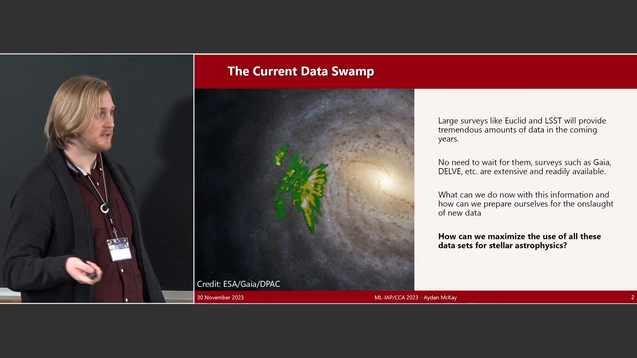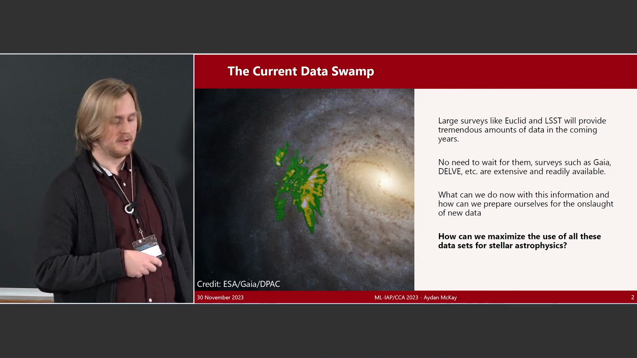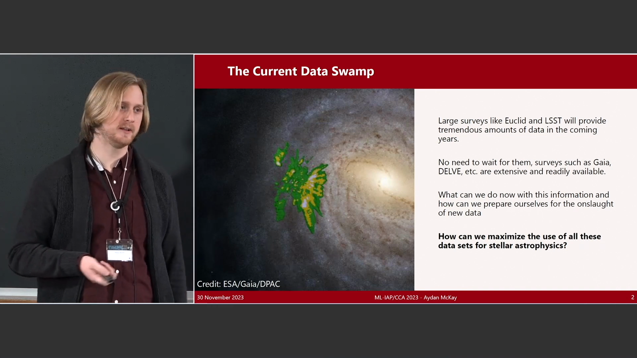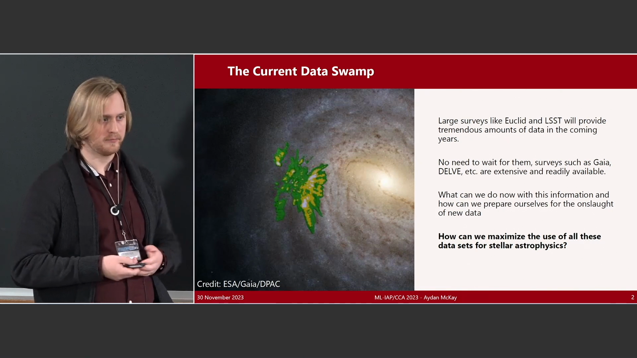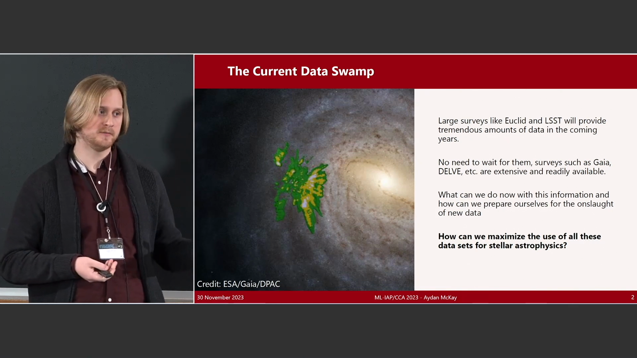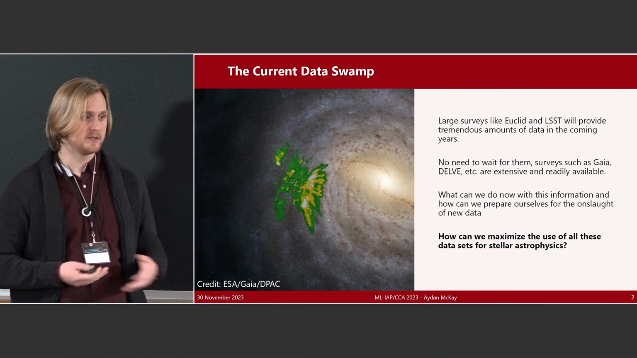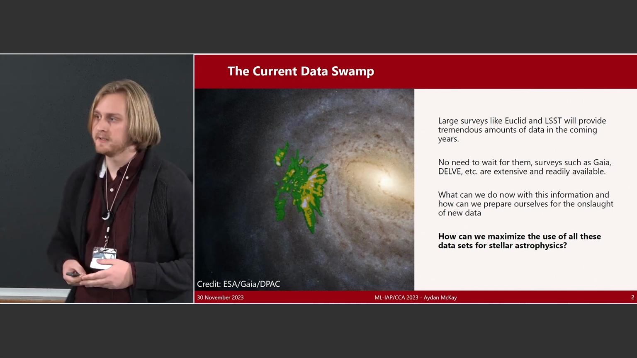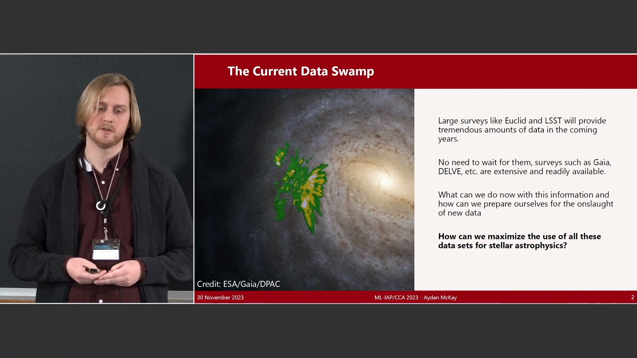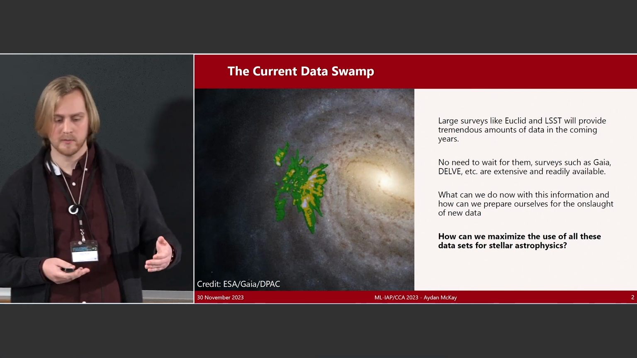Large sky surveys are already swamping us with data, and this is before even the contributions of future surveys and telescopes like Euclid and LSST. Collaborations such as Gaia and Delve have made billions of stars available in terms of photometry for us to use and do astrophysics with already. My research is in galactic archaeology, and so I'm looking to chemically map both the disk as well as the halo of the Milky Way.